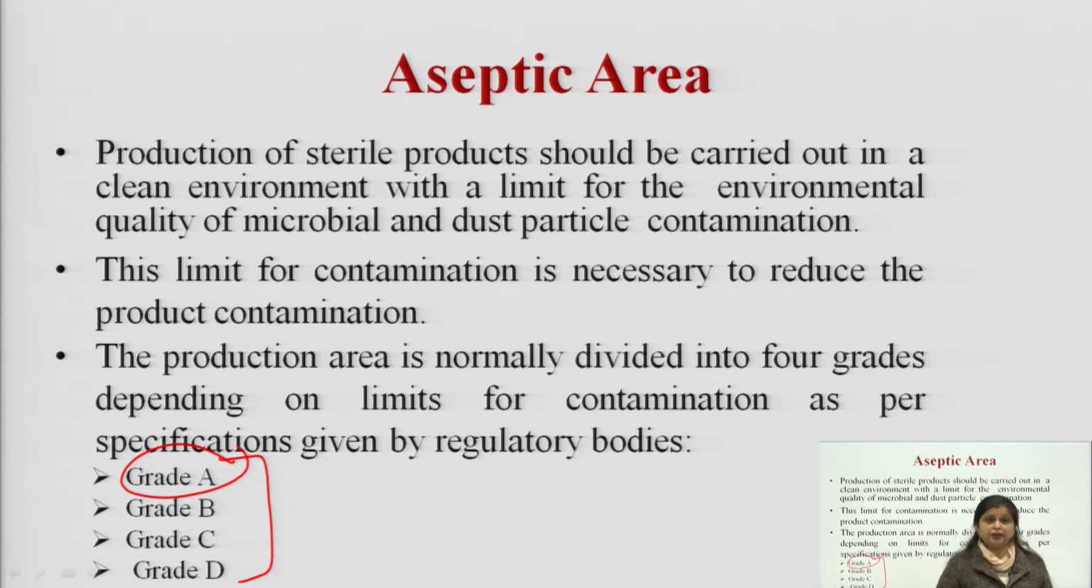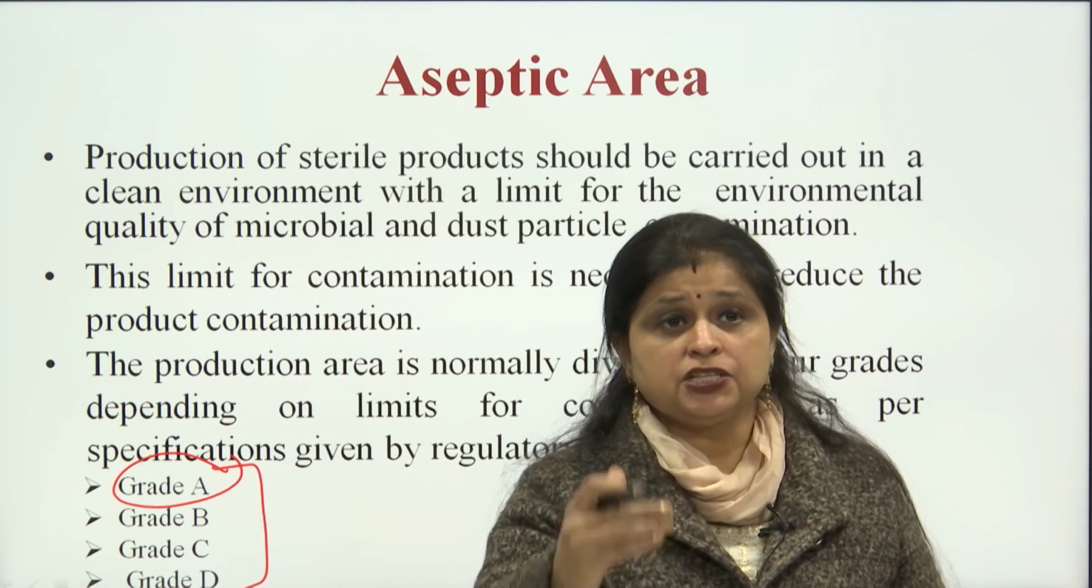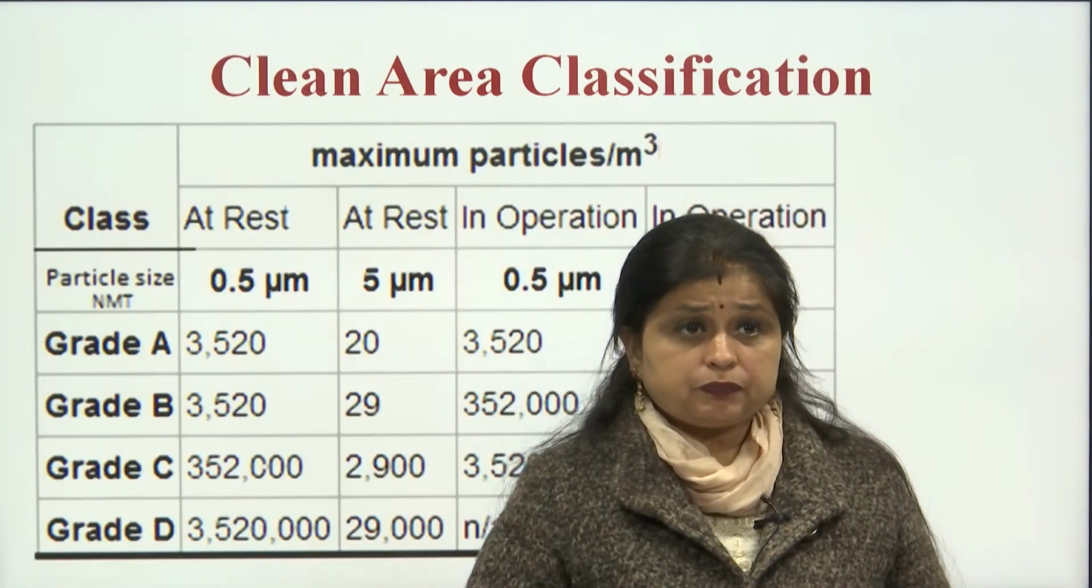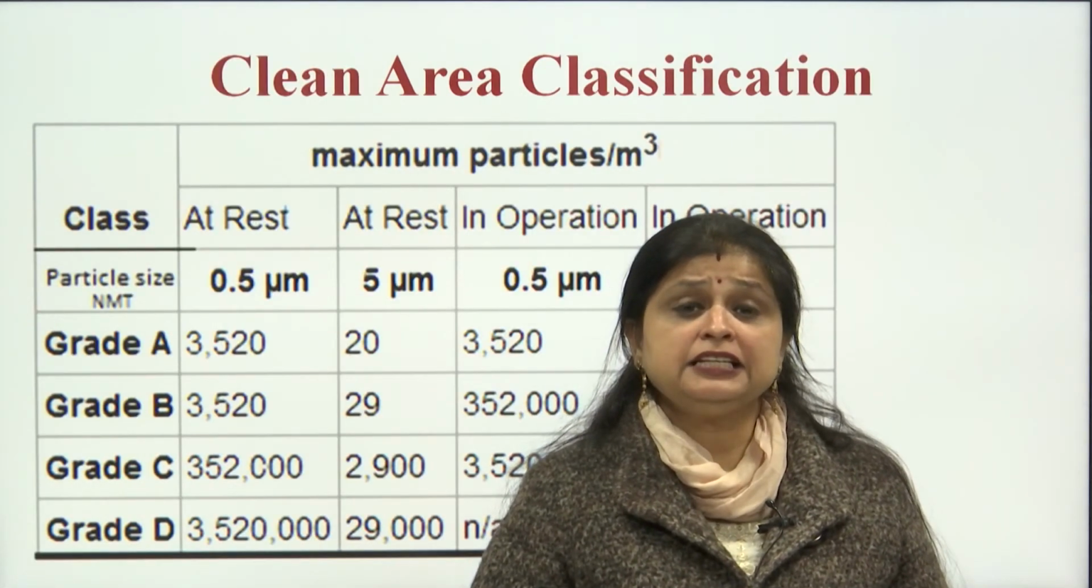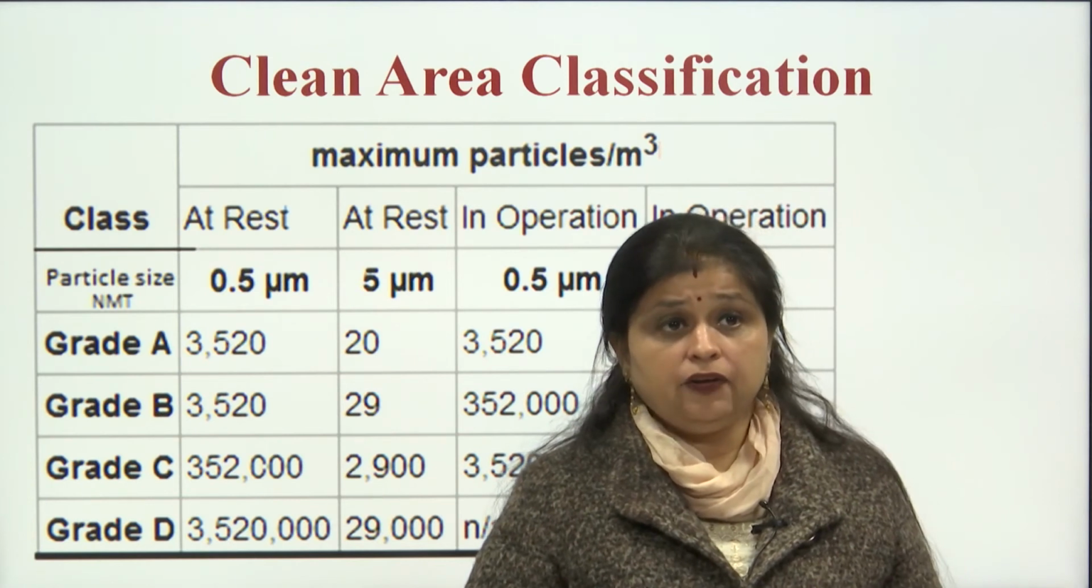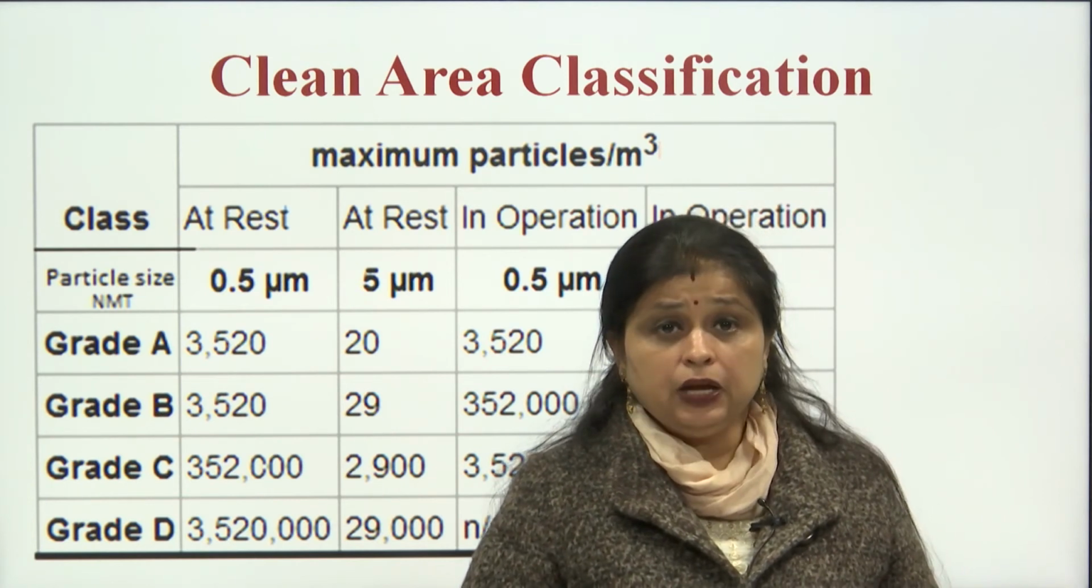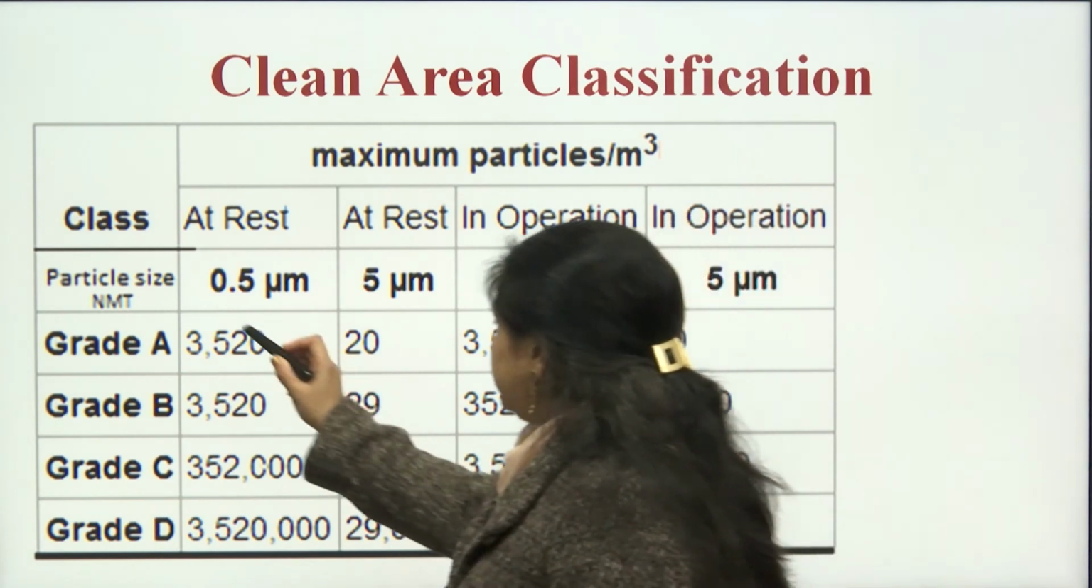We can find them within the pharmacopoeia, in the clean area classification, because all the layouts are designed based on these classifications of clean areas. So now, what are these grades? We can specify them as grade A, grade B, grade C and grade D.